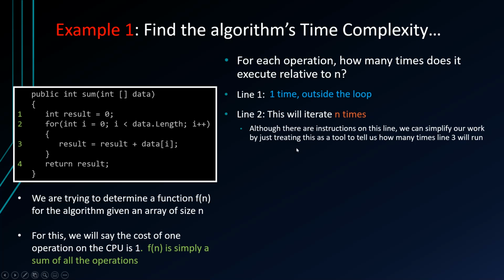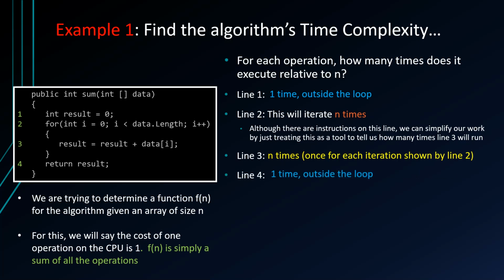So as it says here, although there are instructions on this line, we can simplify our work by just treating this as a tool to tell us how many times line 3, all the code inside, is actually going to execute. So going forward, when we're looking at these loops, we look at all the different lines inside, and we know that every line inside the for loop is going to execute the number of iterations that exist in the for loop. So in this case, n iterations. That means line 3 is going to execute exactly n times, once for each iteration shown by line 2. Okay. And then finally we have line 4 at the bottom, and again, that's outside the loop.